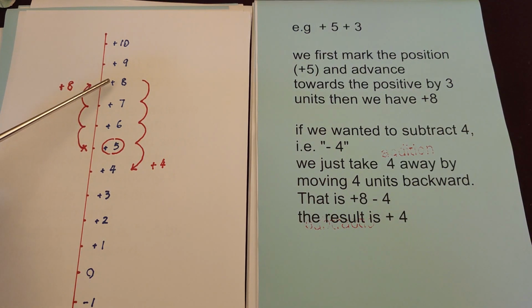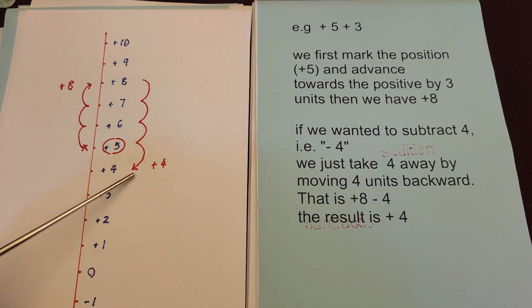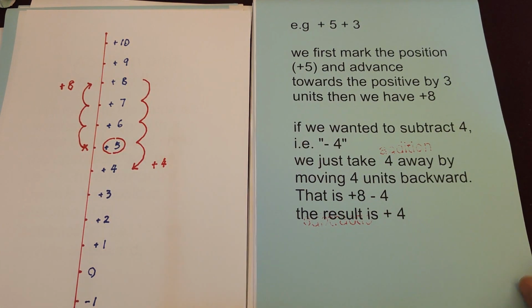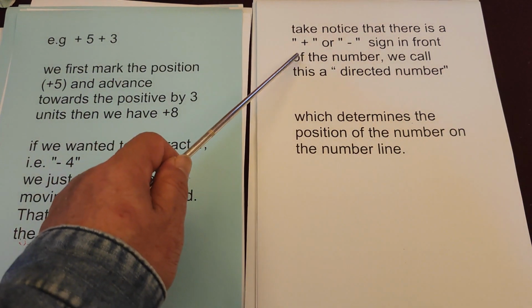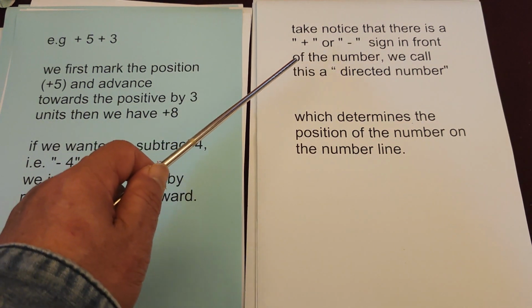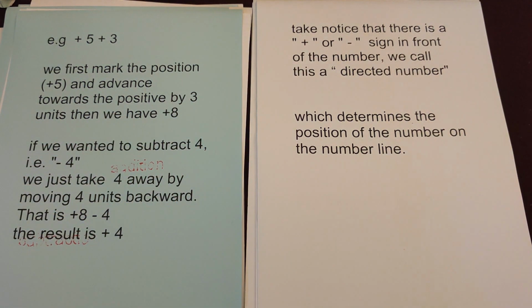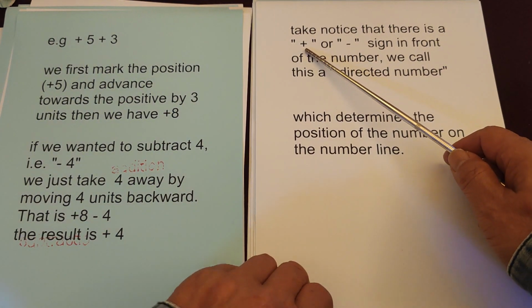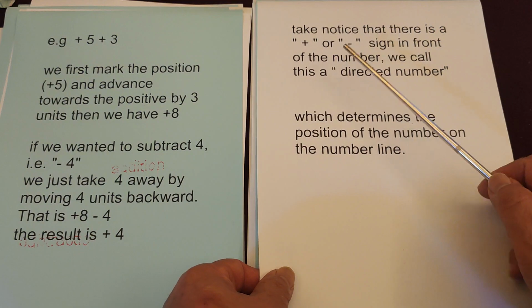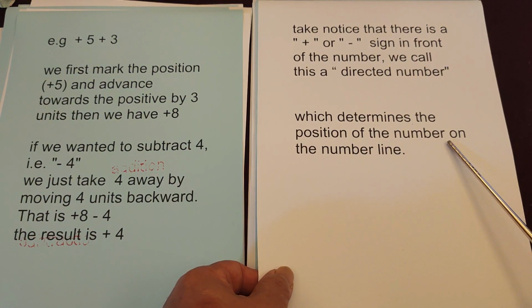When we want to subtract 4 from positive 8, we just go backward 4 units. 1, 2, 3, 4. Then it comes to positive 4. Taking notice that there is a plus sign or a minus sign in front of the number, we call this a directed number, or we can call it a positive sign or negative sign. This determines the position of the number on the number line.